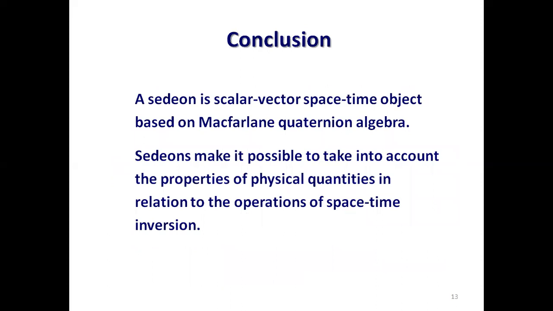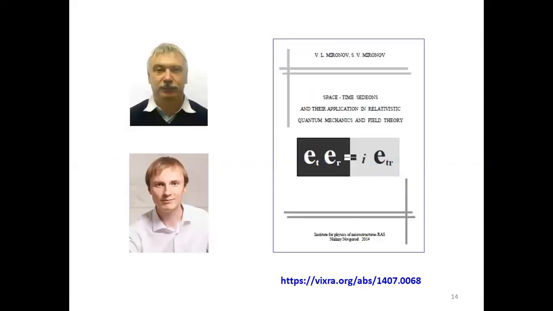So, conclusion. A Cdon is a scalar-vector space-time object based on Macfarlane quaternion algebra. Cdons make it possible to take into account the properties of physical quantities in relation to the operation of space-time inversion. As a conclusion, I would like to recommend our book, Space-Time Cdons and Their Application in Relativistic Quantum Mechanics and Field Theory. This book is available on the internet. You can see here the link to this book.